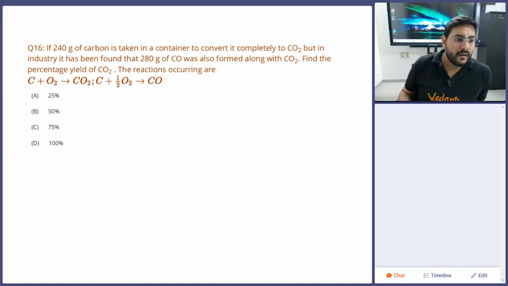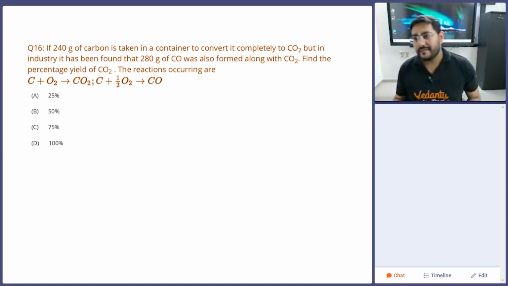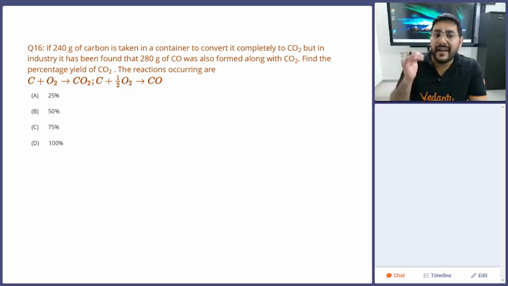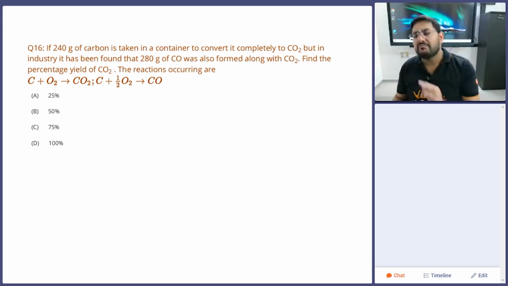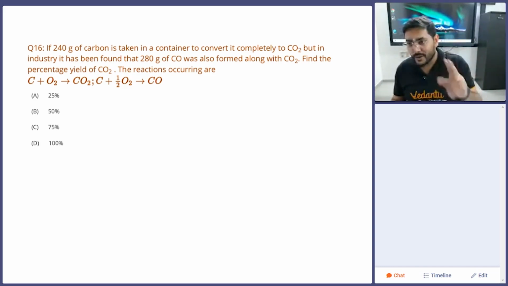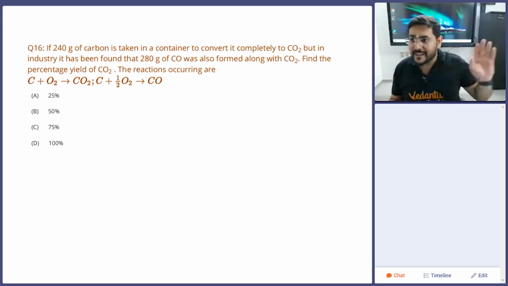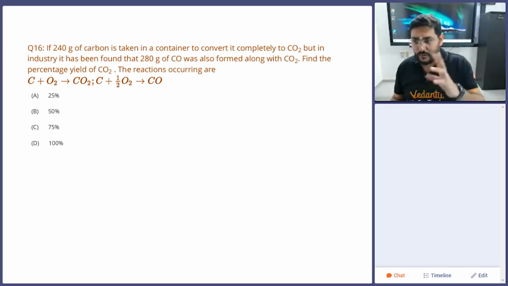Now here again is a physical one and the simplest one. What this question is saying is that if 240 gram of carbon is taken in a container to convert it completely to CO2, but in industry it is found out that 280 gram of carbon monoxide is also formed along with the CO2. So find out the percentage yield of CO2. It's a very simple question. I have two methods to solve this. First we will do the simplest one, so that within a fraction of a second we can solve it, and we will take the long one also.